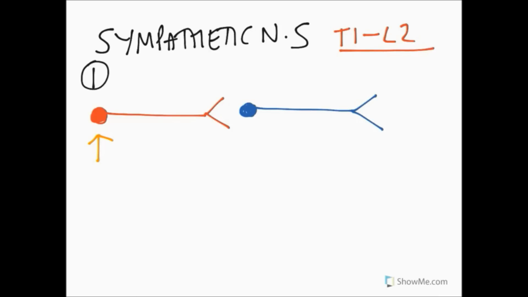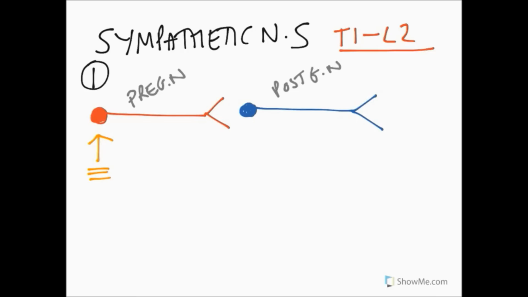This nerve cell body over here is in the spinal cord. It sends its axon out of the spinal cord via either spinal nerves or other types of nerves called splanchnic nerves, and that nerve will eventually communicate with another neuron. The neuron in red here is known as the preganglionic neuron. It's kind of like a presynaptic neuron. The second nerve in this sequence is known as the postganglionic neuron.